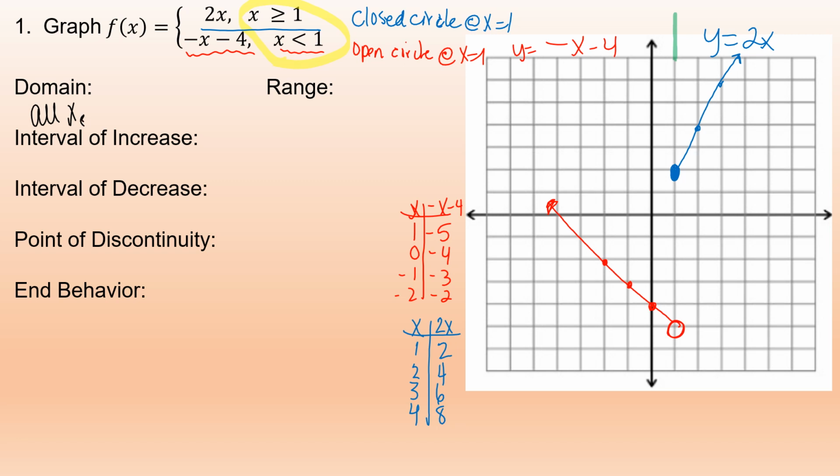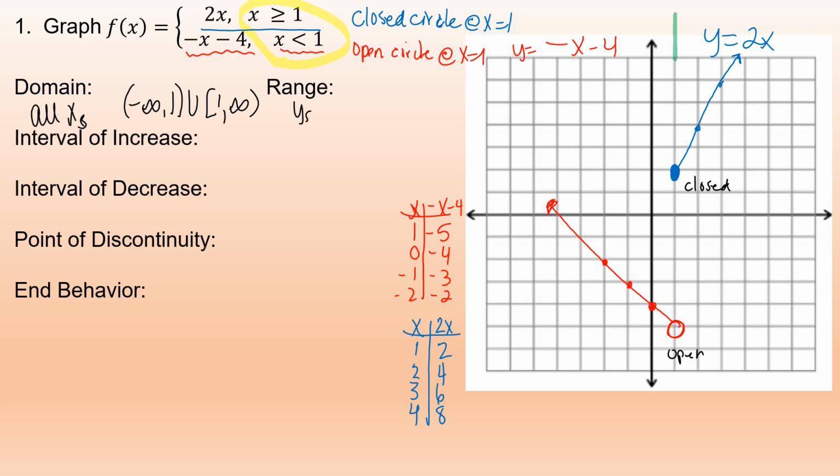Okay, so our domain, cool, that's all the x's. But remember, we do have a break in the domain. I've got an open circle and I have a closed circle. That is going to be our value where our point of discontinuity occurs. Okay, so the domain does go from negative infinity to 1 with a parentheses, and then union a bracket at 1 to positive infinity.